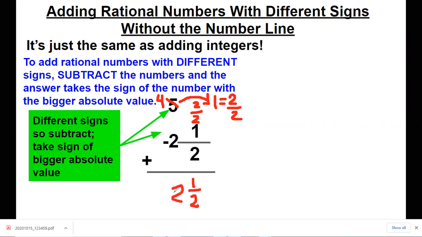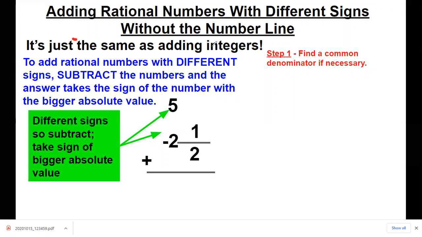Which number has the bigger absolute value? Is it 5 or negative 2.5? Well, 5. So it's going to be a positive 2.5. All right, let's clear it and have the computer show us. Good to see it twice.